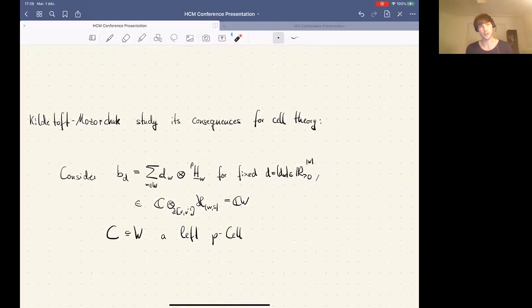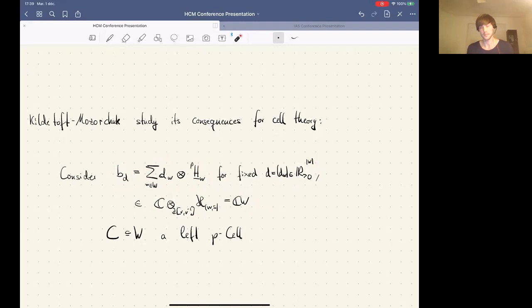And in order to apply their results, I'm going to apply their results and refine them slightly. In order to do this, we need to fix positive real coefficients for any element of our Weyl group. Then we'll define what I like to call a Perron-Frobenius element, this B subscript D, to be the linear combination of the p-Kazhdan-Lusztig basis elements with these fixed coefficients. And I want to view this, just for simplicity again, inside the complex group algebra of our Weyl group.